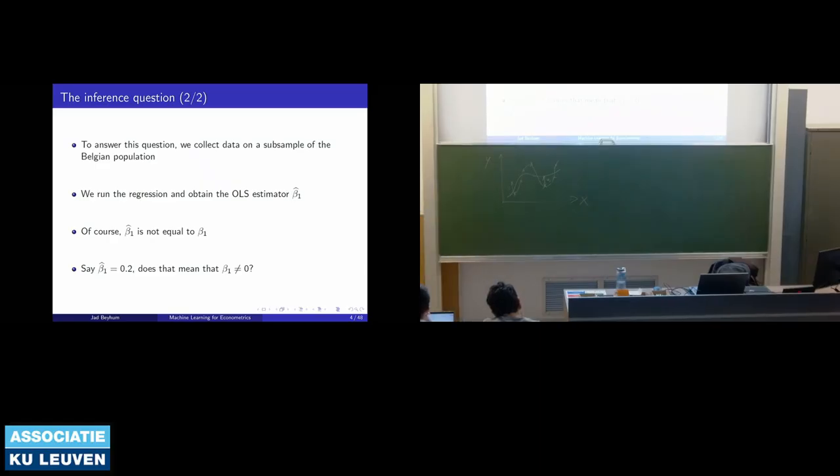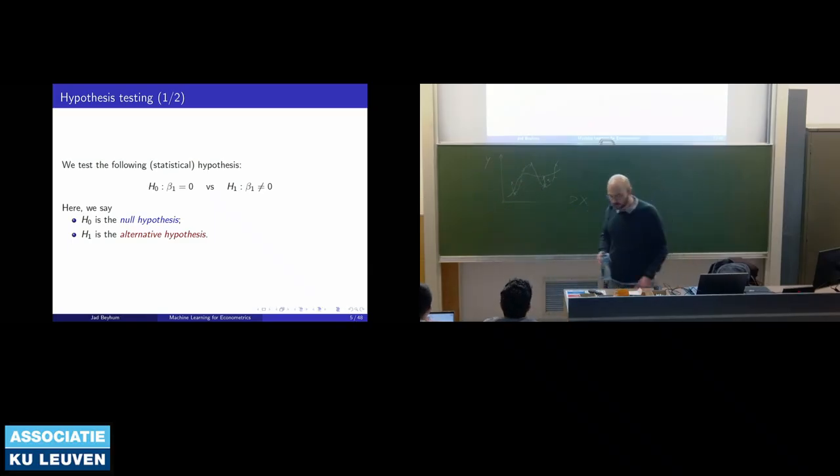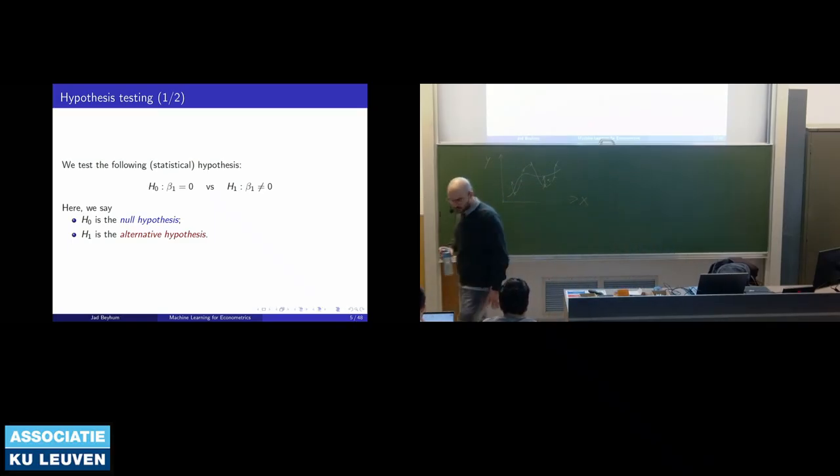And this is something that depends on the statistical uncertainty of the problem, the sample size, and a lot of things. So essentially what I want to do is hypothesis testing, statistical hypothesis testing. So I want to test the null hypothesis H0: beta 1 is equal to 0 against the alternative hypothesis: beta 1 is different from 0.